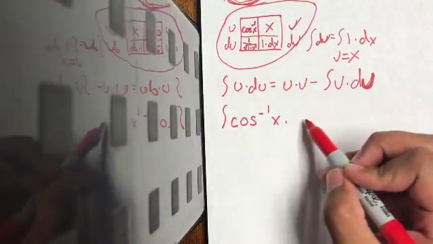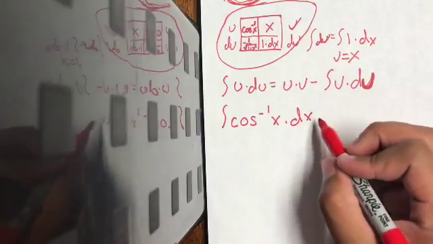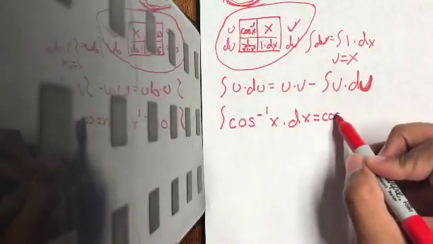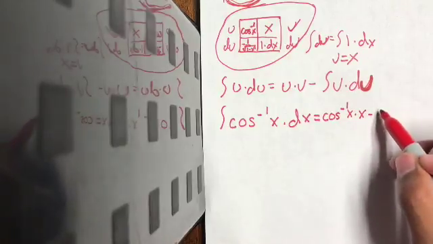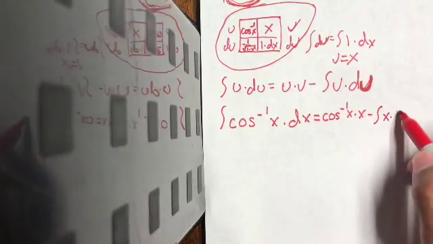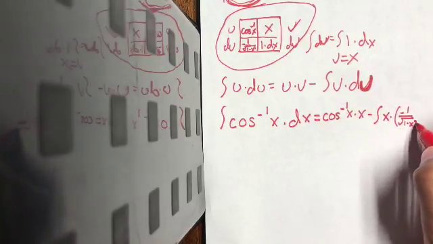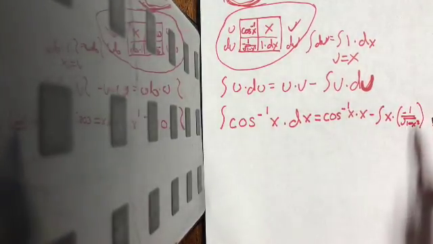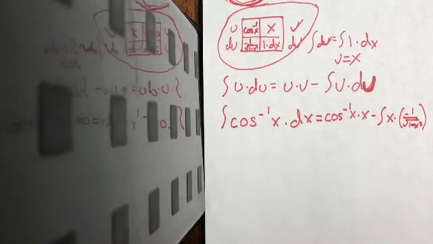So now I'm just plugging in my u, du, v, dv. That's going to be the integral of inverse cosine x times dx is equal to the inverse cosine x times x minus the integral of x times negative 1 over the square root of 1 minus x squared. That's a lot to say.